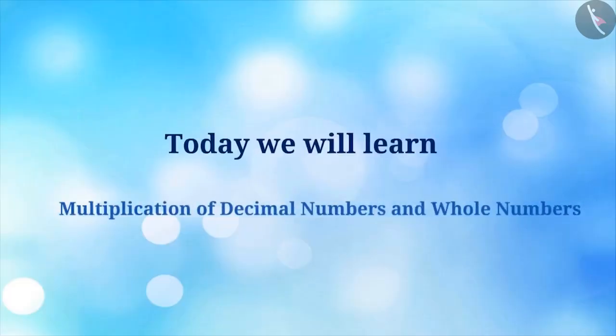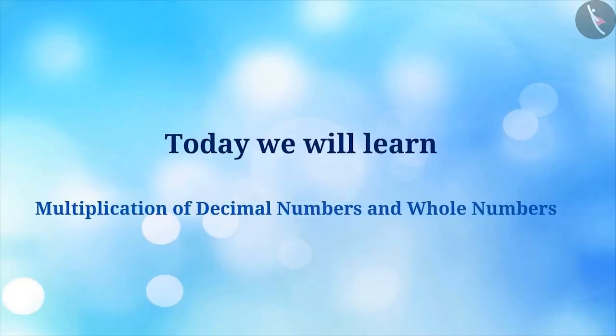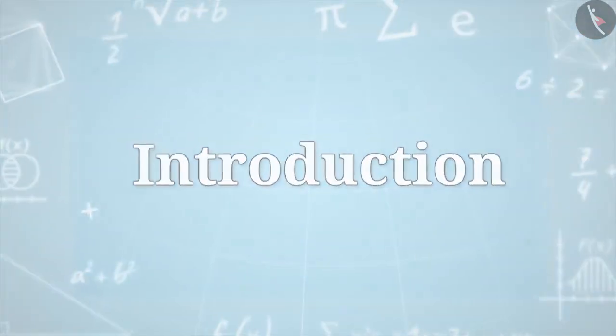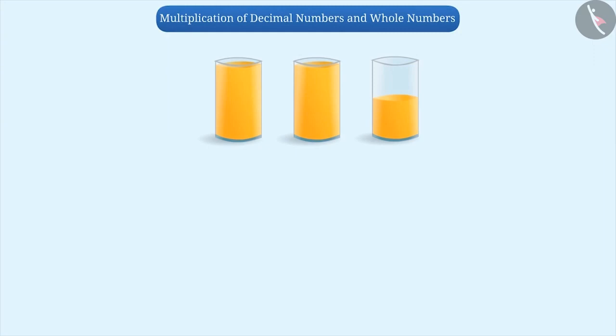Learn multiplication of decimal numbers and whole numbers. Looking at the given figure, can you tell me the amount of juice present here? Think for a while. Let me tell you. Here 2 full glasses and 1 half glass are filled with juice, which means we have a total of 2.5 glasses of juice, which can be represented as 5 by 2.